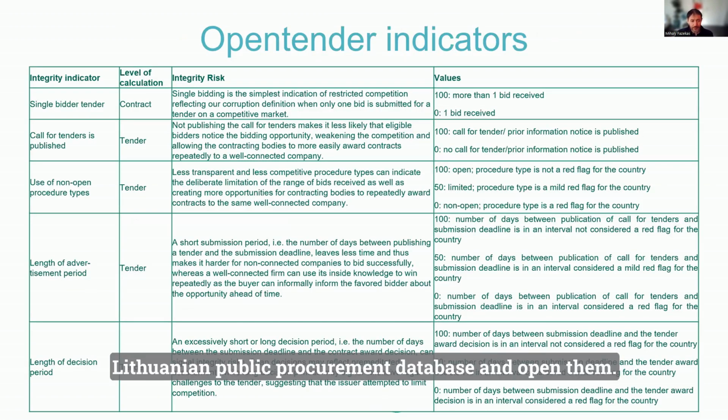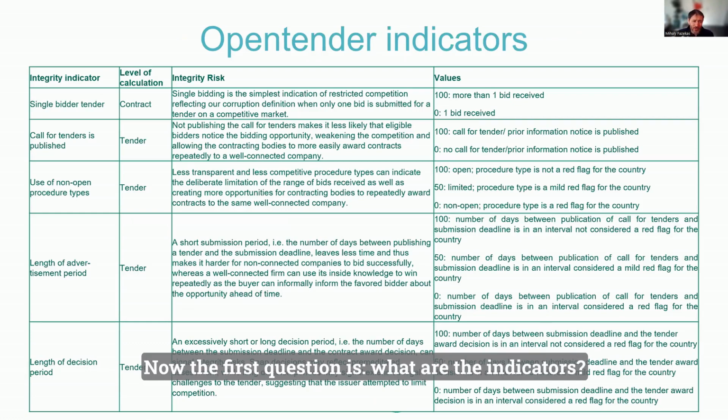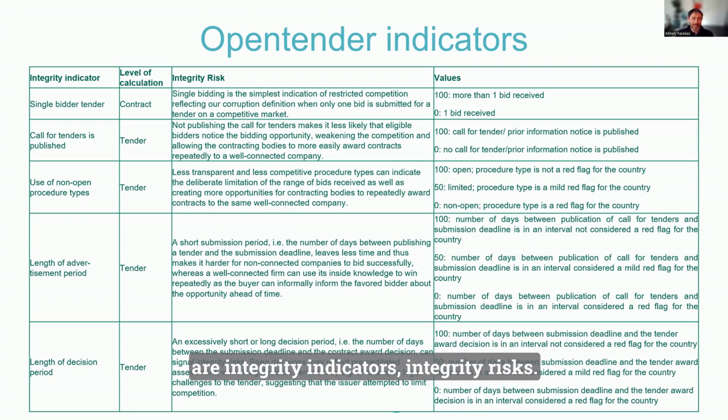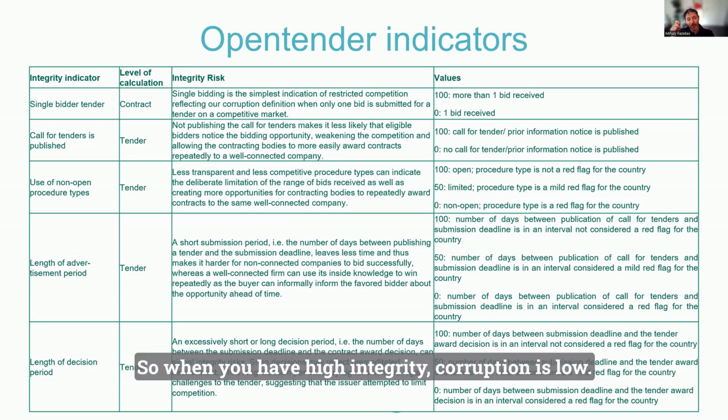Now, the first question is, what are the indicators? And it's very important that the indicators in opentender are integrity indicators, integrity risks. So here, higher values mean higher integrity, lower values mean lower integrity. And for us, for opentender, integrity is the opposite of corruption. So when you have high integrity, corruption is low. Where you have low integrity, corruption is high.